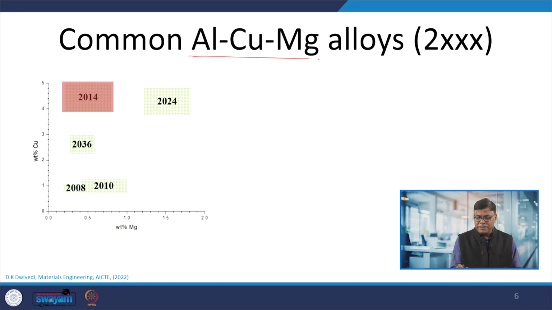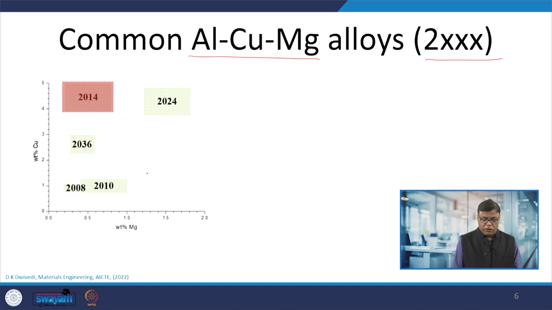Aluminium copper magnesium alloy is one of the most common series of precipitation hardenable aluminum alloys, which is used extensively for making aircraft components and also wherever weight is extremely important. So, for having a high strength to weight ratio. Because of its good corrosion resistance and good strength, these are extensively used.